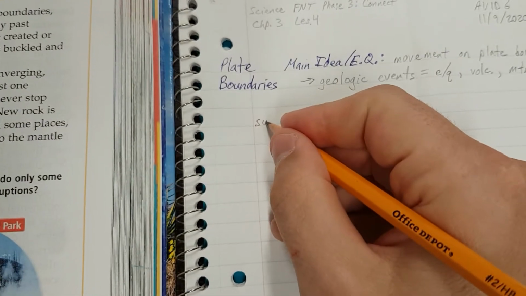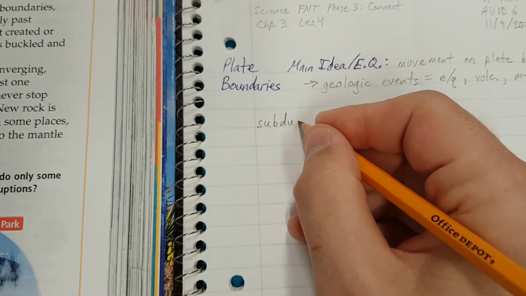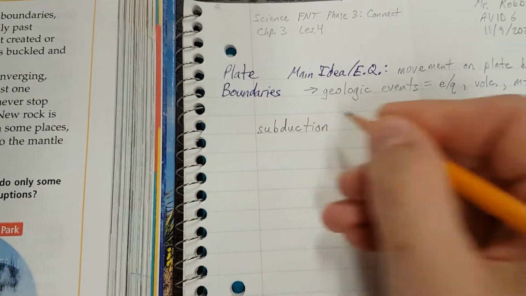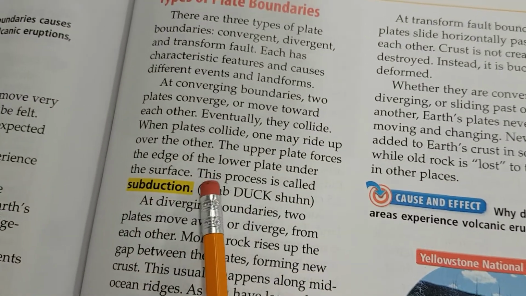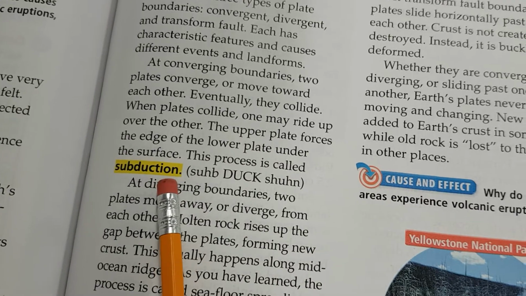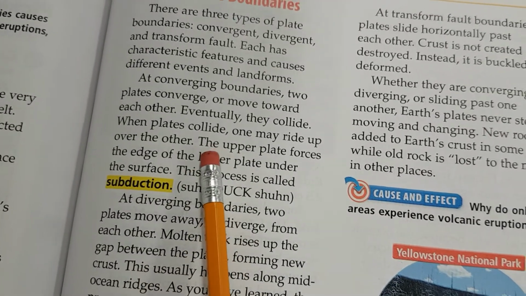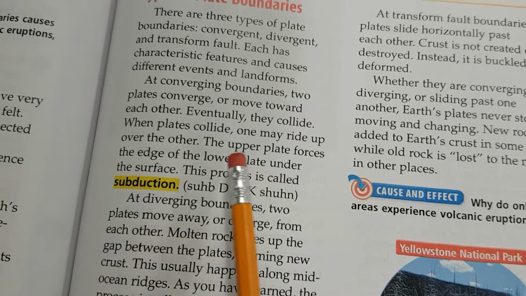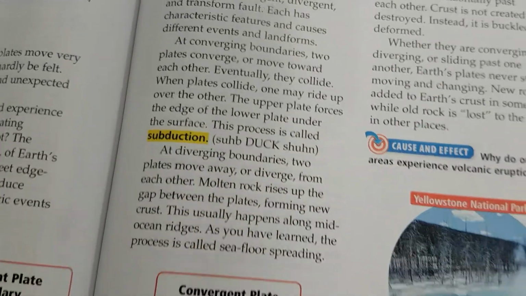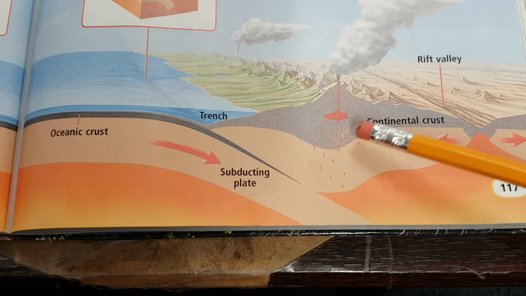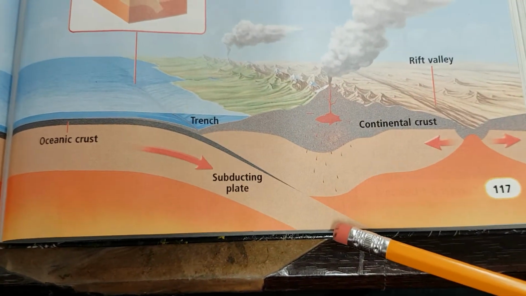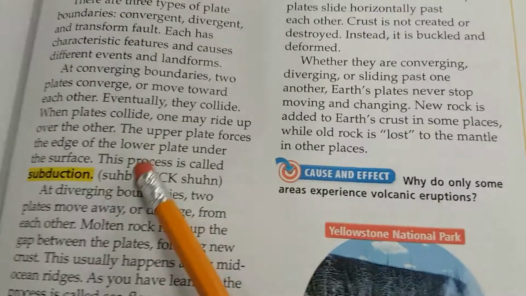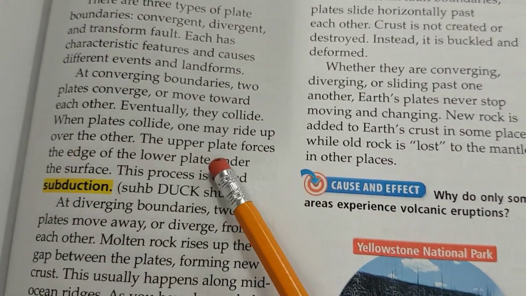Vocabulary, only one term, subduction, S-U-B-D-U-C-T-I-O-N, subduction. There's the word, go backwards. This process is called subduction. Okay, what process? Keep going backwards. The upper plate forces the edge of the lower plate under the surface. Oh, okay. This upper plate forces the edge of the lower plate under the surface. Okay, so upper plate forces edge of lower plate under.